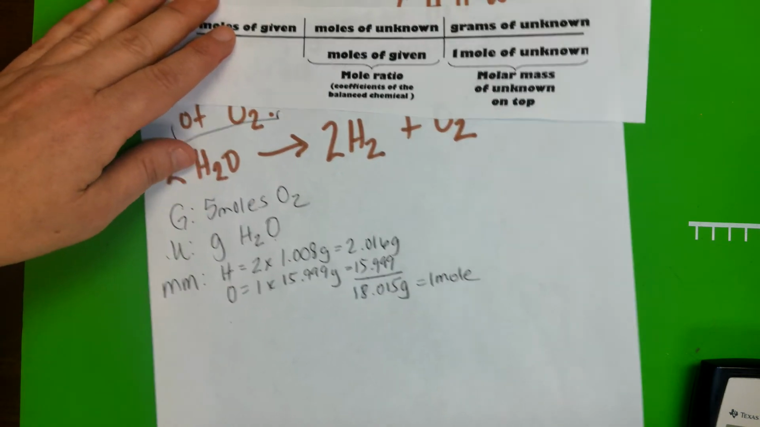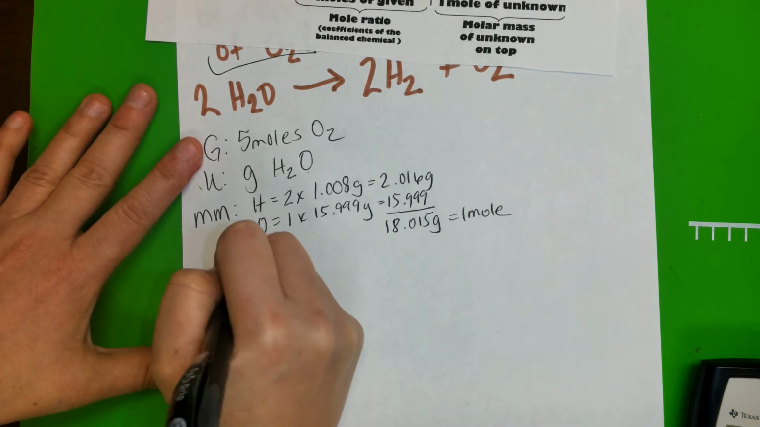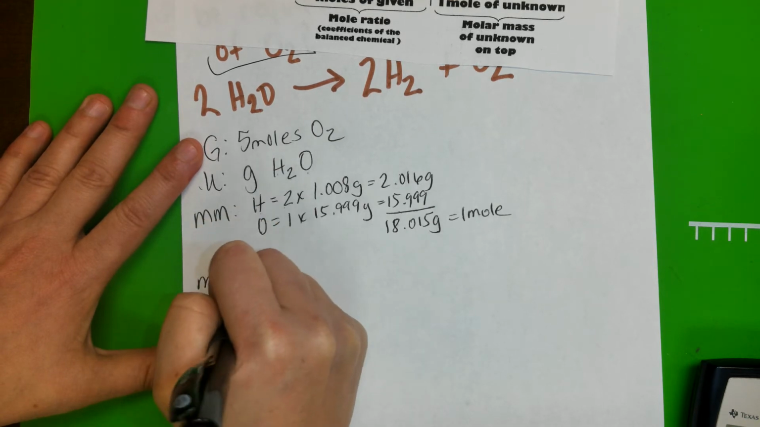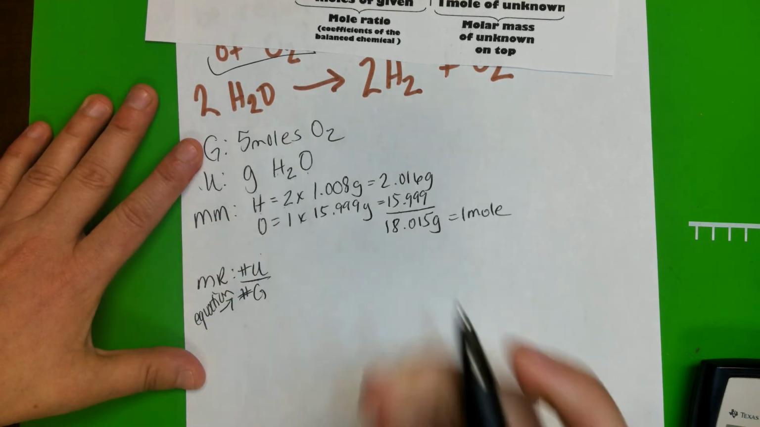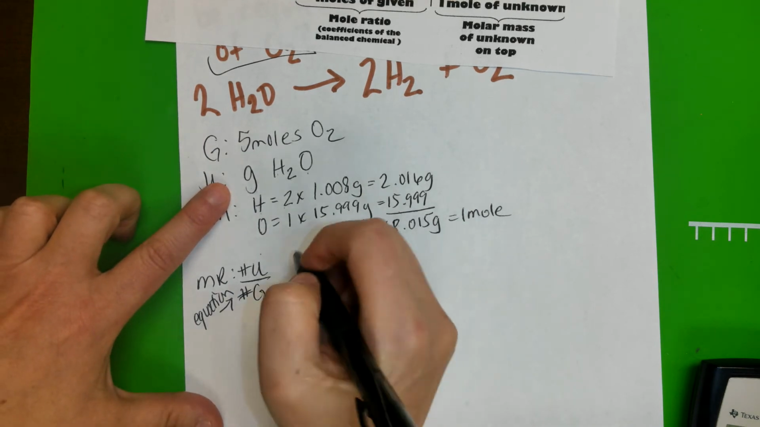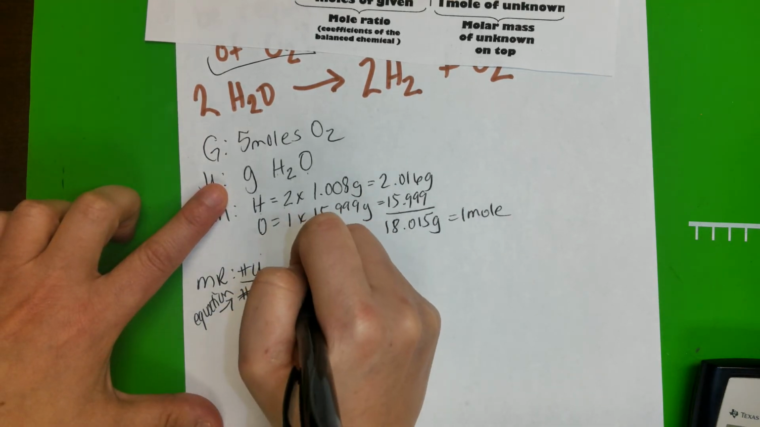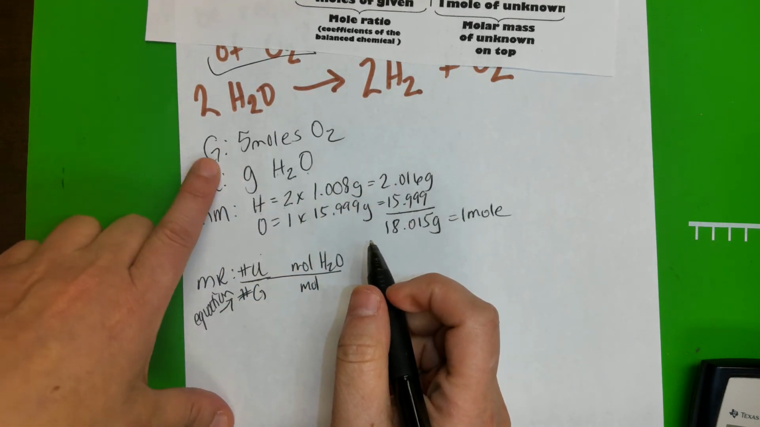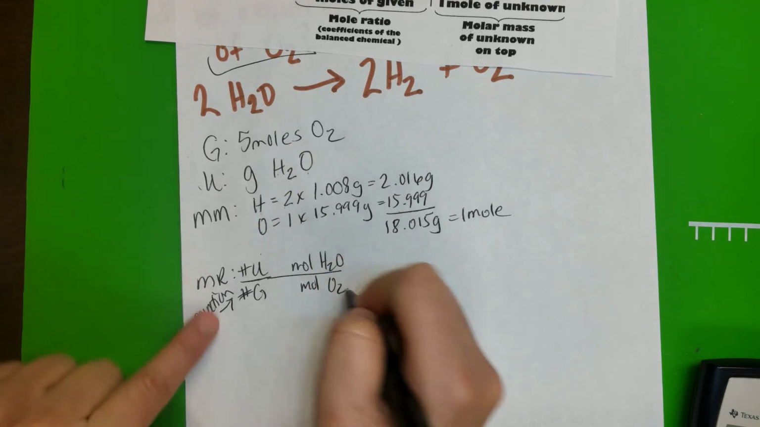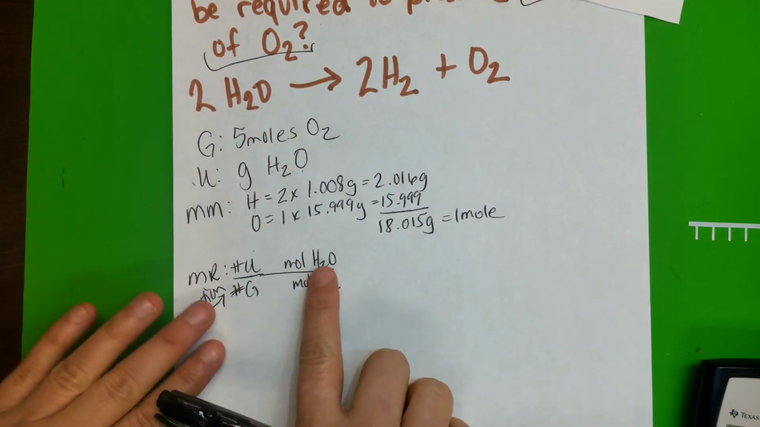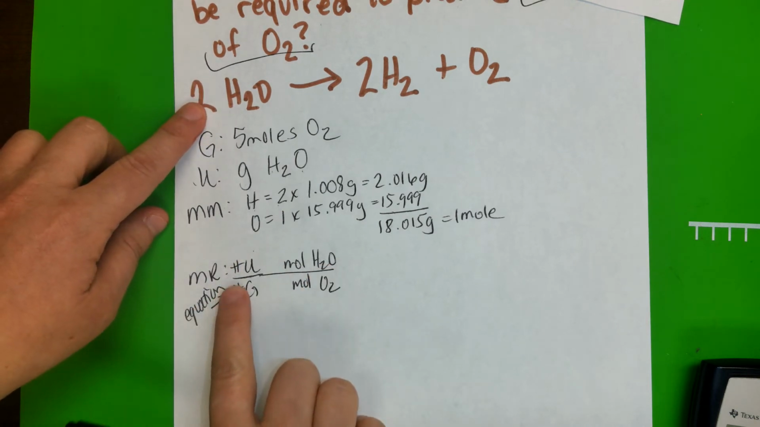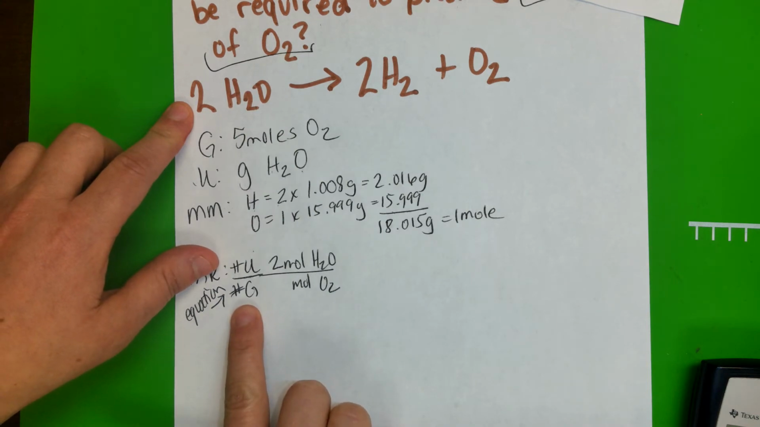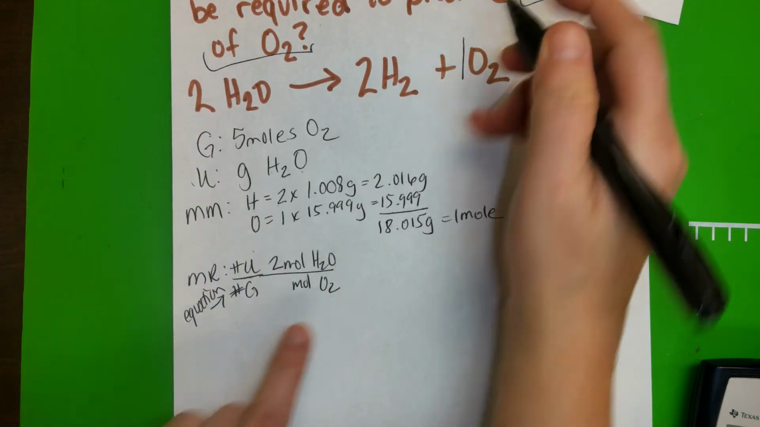Now let's go ahead and do the mole ratio. Again, mole ratio is unknown over given, but to get the number, you have to get the equation. Both of them are moles, of course. Your unknown is H2O, and your given is oxygen. The number is based on the equation, so H2O will be 2, and the given, oxygen, is 1.